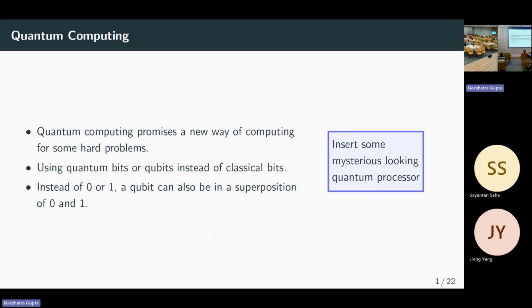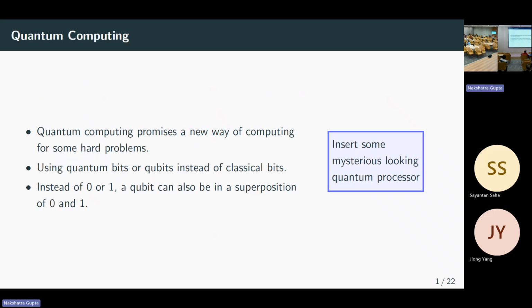There has been a lot of hype about quantum computing. Quantum computing basically offers a new way to solve some hard problems. The main difference between classical computing and quantum computing is using qubits, or quantum bits. Classical bits have either 0 or 1, but a quantum bit can be in a superposition of both 0 and 1.